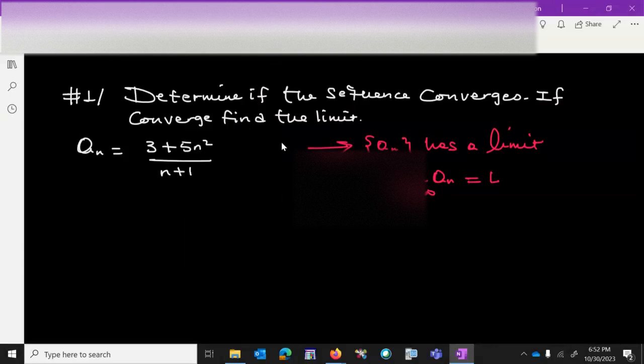As you can see, we have 3 plus 5n squared over n plus 1. When you see something like this, the first thing you have to do is write it as a limit expression: the limit of 3 plus 5n squared over n plus 1 as n approaches infinity. This is the first step. Then, as n approaches infinity, do not substitute infinity directly to find the limit. All you have to do is look at the denominator.